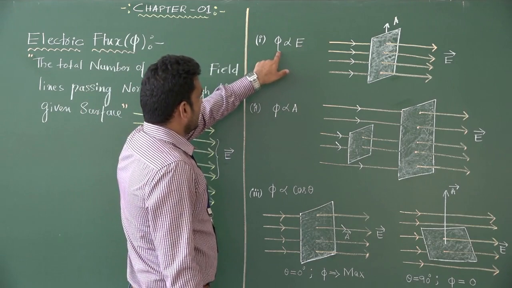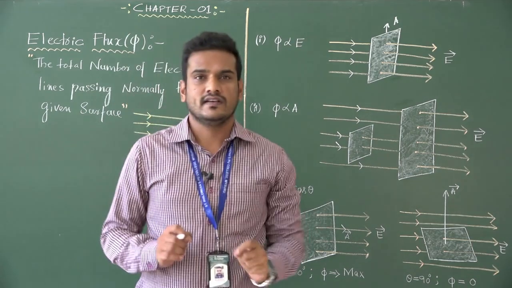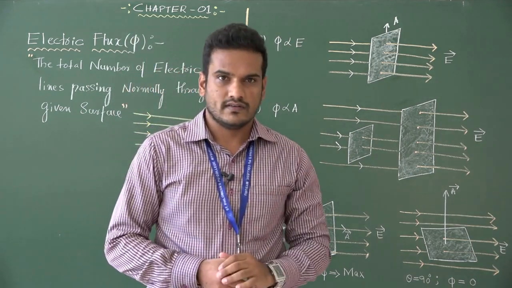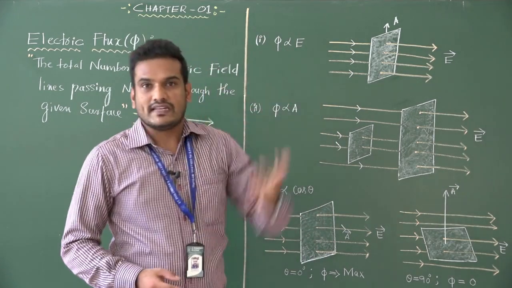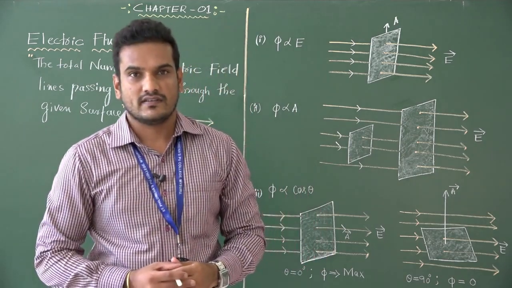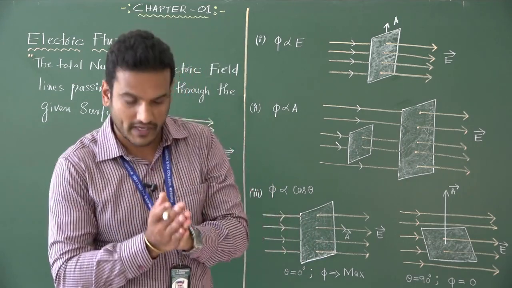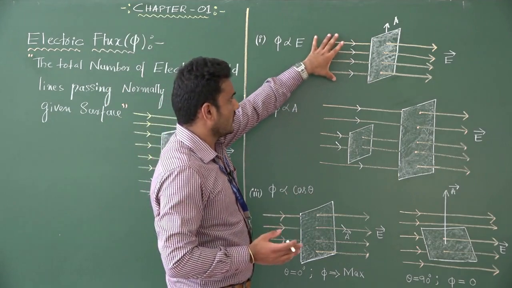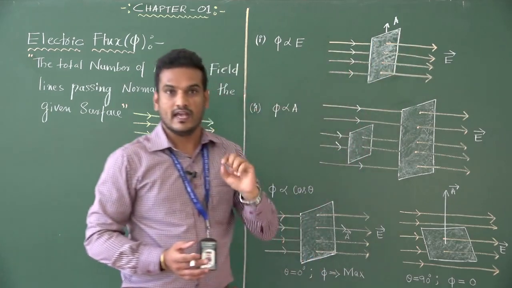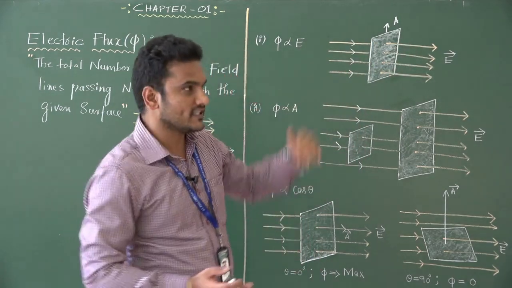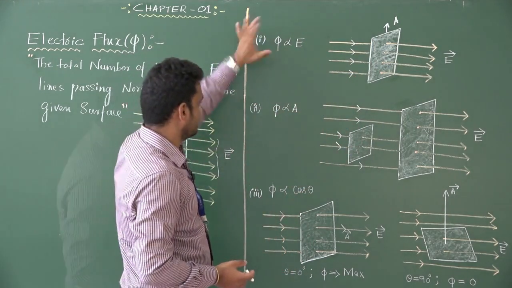Step 1. Electric flux is directly proportional to the electric field, which means when the electric field is stronger, electric flux is maximum. While discussing properties of electric field lines, we studied that when the electric field is stronger, the electric lines of force are crowded, which means a maximum number of electric field lines pass through the given surface. As the maximum number of electric field lines pass through the given surface, electric flux is maximum. That was the first step.